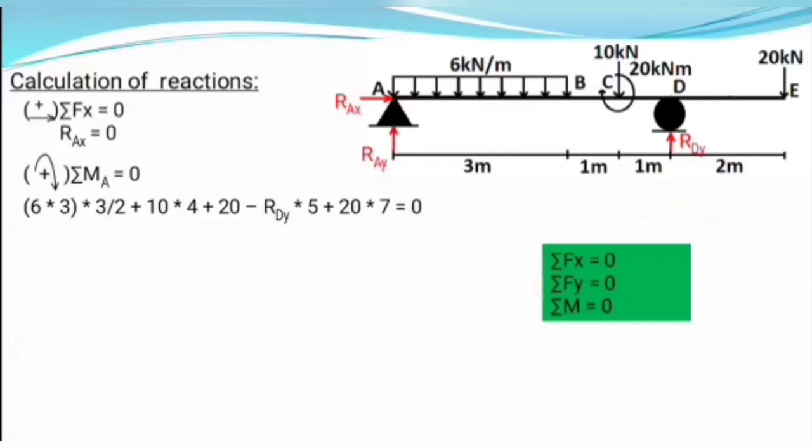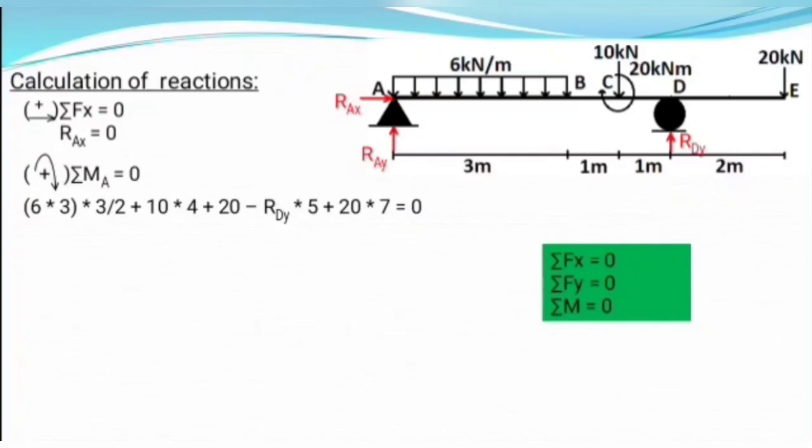And in this equation, our second term is 10 times 4, which is moment due to point force of intensity 10 kN about point A. Since it is at a distance of 4 meter from point A, we multiplied its intensity 10 kN with 4.